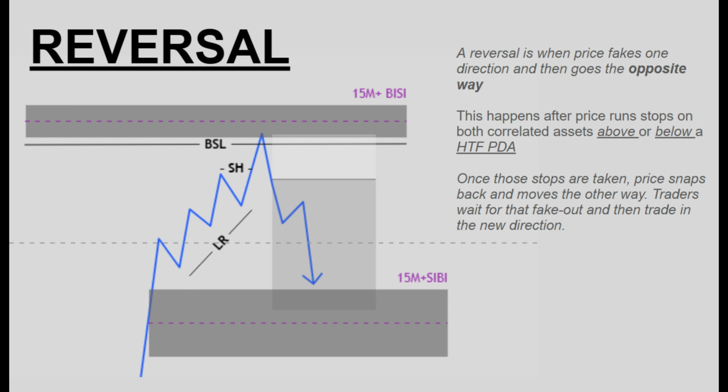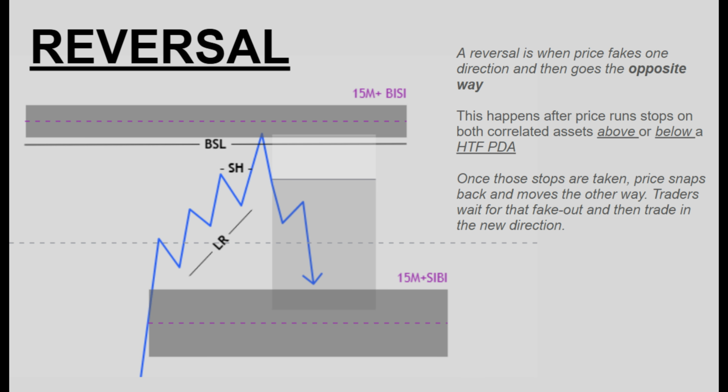Okay, so what are reversals? How do they happen? This happens when price runs stops on both correlated assets above or below a high time frame PDRA. Meaning above would be like if we were going for short reversals, or below meaning we'd be going for long reversals, right? So yeah, that's basically it. Once stops are taken, price snaps back and moves the other way. Traders wait for the fake out and then trade in the new direction, right?